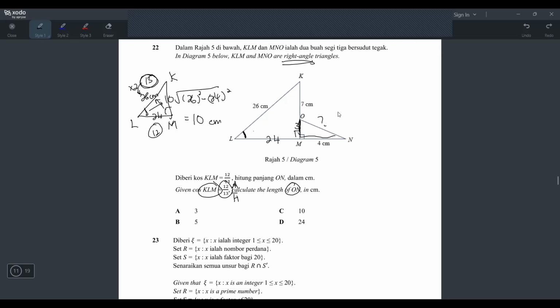Okay, how to find ON? Use Pythagoras theorem. Bracket square, bracket square. This time plus or minus? Okay, I put in the number first. 4 square, 3 square. Okay, plus or minus. This time is plus because you are finding the hypotenuse, means you are finding the longer side. When you find the longer side, you will plus. Okay. When you're not finding the longer side, you minus. Okay. So this one you press, you get square root 25. This one you get 5. So the answer is B.